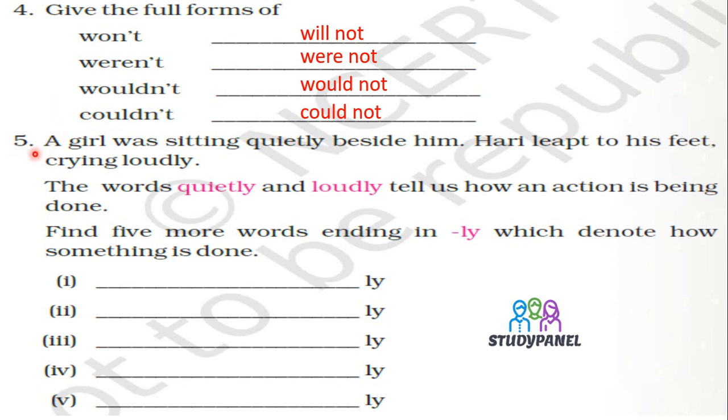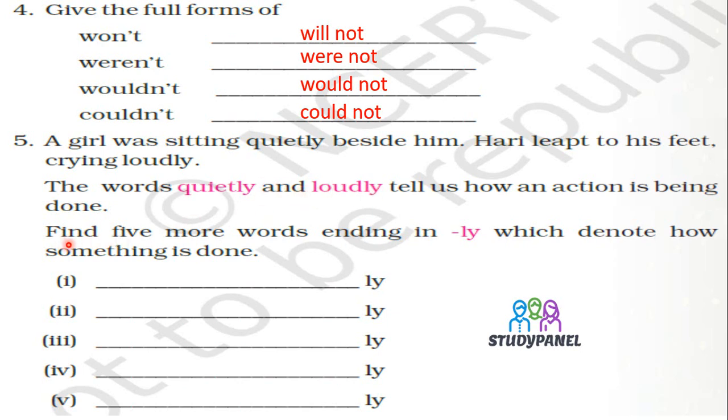Now, up to the next one. A girl was sitting quietly beside him. Hari leaped to his feet, crying loudly. The words here, quietly and loudly, tell us how the action is being done. See, now whenever there is an ly word, we can say that it tells how the action is being done, kaise ho rahi hai, continue hai. So ly words hame uski information dete hai.